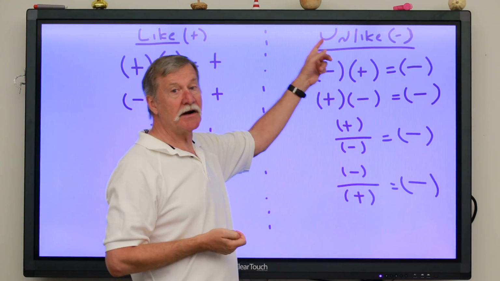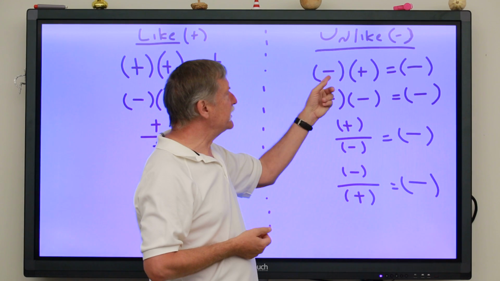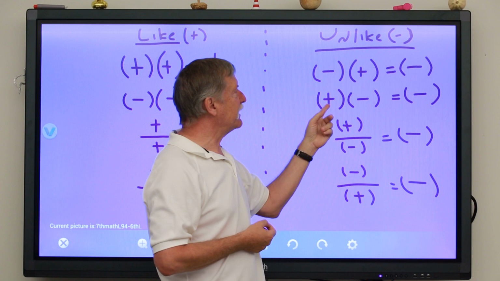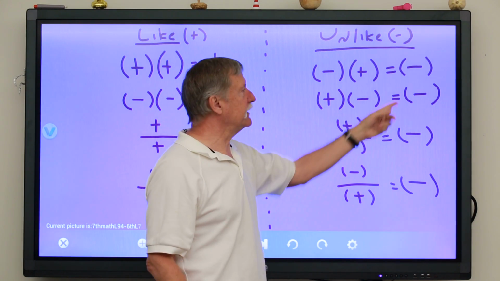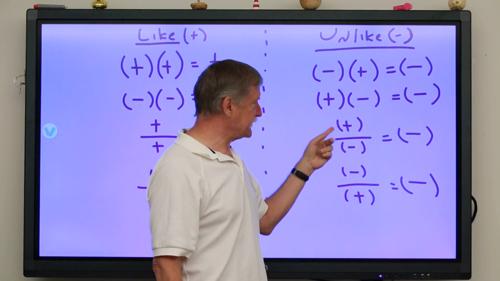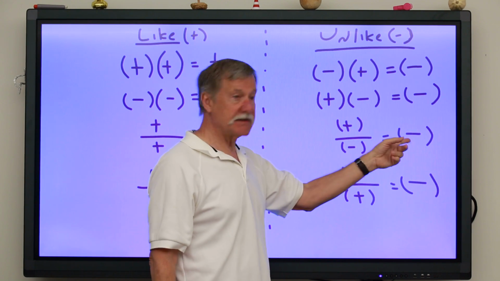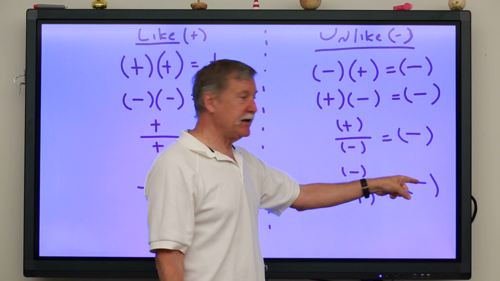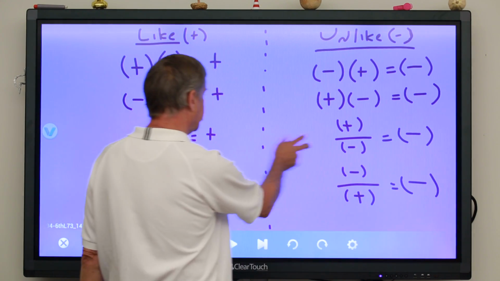However, when the signs are unlike each other, when I have a negative times a positive, the answer is negative. When I have a positive times a negative, the answer is negative. Positive divided by negative is a negative. And negative divided by positive, unlike signs, the answer is always negative.